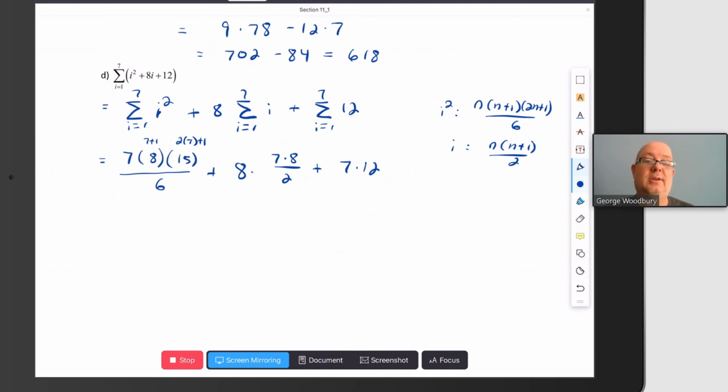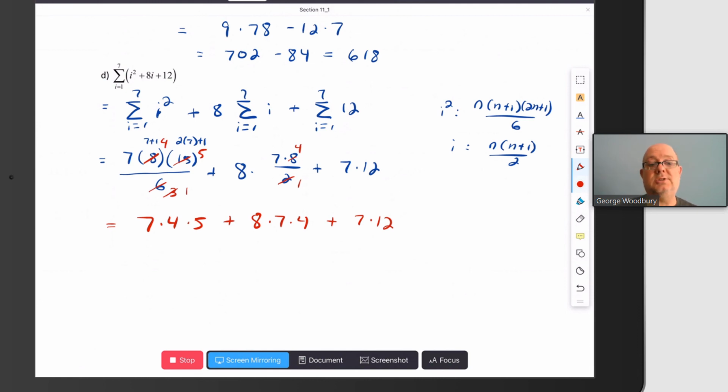7 times 8 times 15 over 6. I know that I can divide 2 out of 6 and 8, giving me 3 and 4. And then I can also divide 3 out of 3 and 15. So this first term is really 7 times 4 times 5. For the second term, I can divide 2 into 8 4 times, and that leaves me with 8 times 7 times 4, and finally 7 times 12.